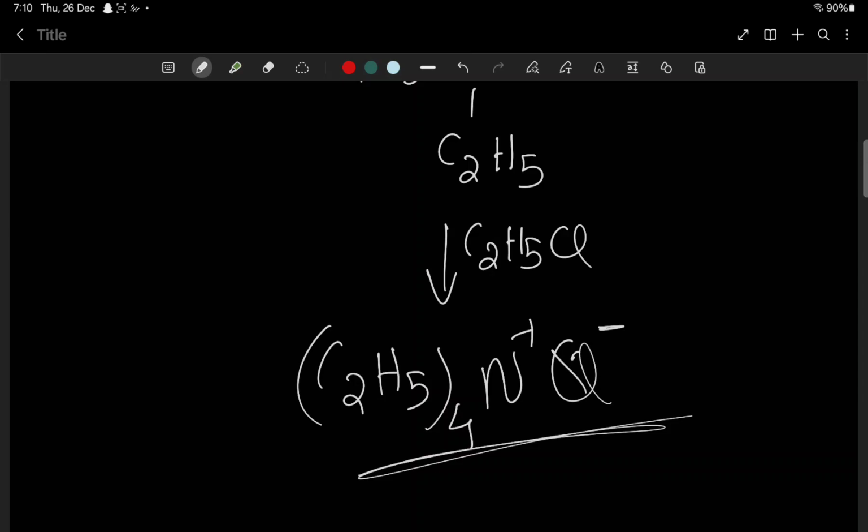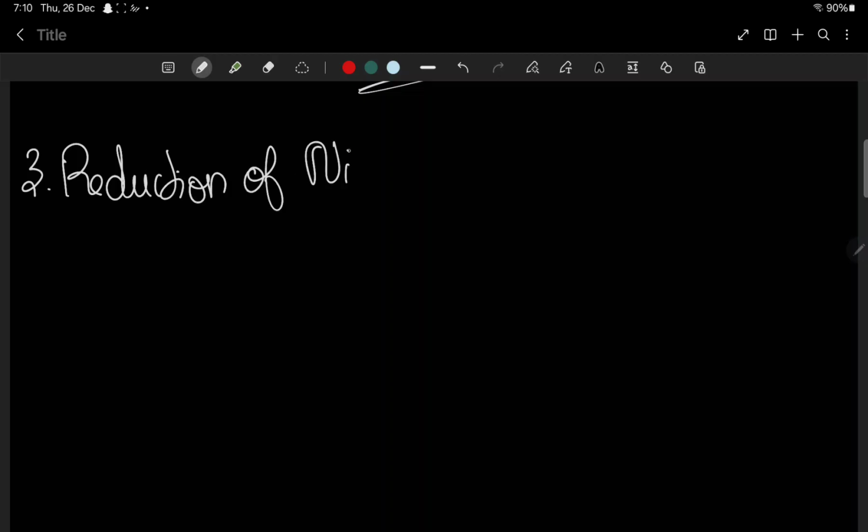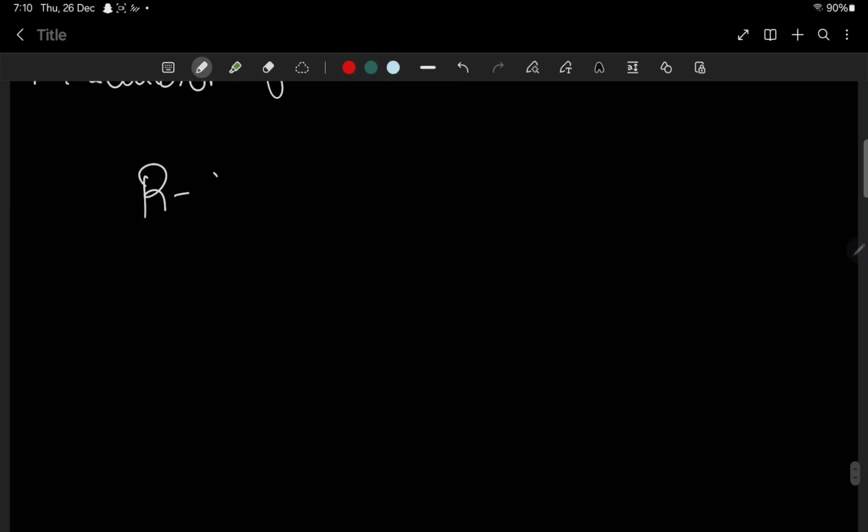Now there's the second part of this question that you can do alone, by the same method. Now the third method of preparation, that is reduction of nitriles, that is the cyanide group. So this is also an important one. What happens? We have some RCN, and into it we are adding hydrogen in presence of nickel, palladium or platinum.